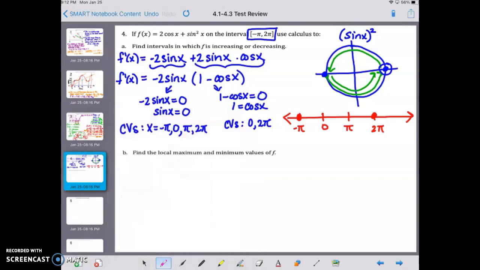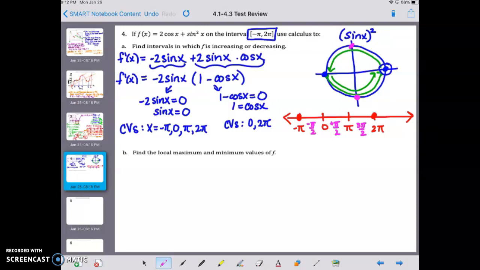So between negative pi and 0, I might choose, since I'm just dealing with sines and cosines, an easy point: negative pi over 2 for my sign testing. An easy point between 0 and pi would be positive pi over 2. And then an easy point between pi and 2 pi would be positive 3 pi over 2, right? So when we think about that, those locations are going to be here and here.